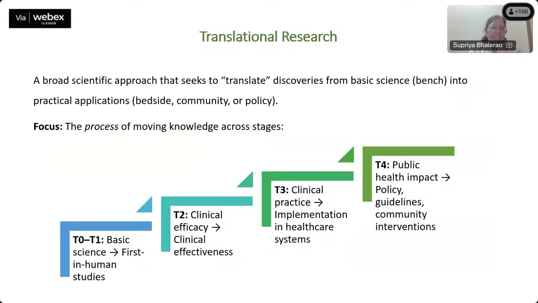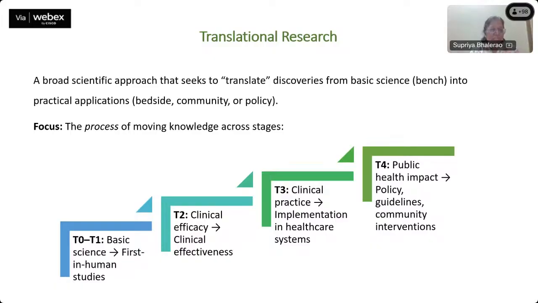So, coming to translational research, what is it? It is a broad scientific approach that seeks to translate discoveries from basic science, that is bench work, to practical application. These practical applications can be anything: bedside, community, or policy. So the focus of translational research is moving knowledge across stages. You will not just keep it at one stage, but you will move the knowledge from one stage to another. And there are 4 stages which are roughly identified.